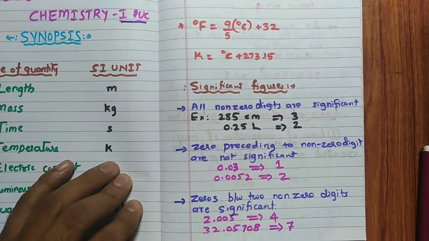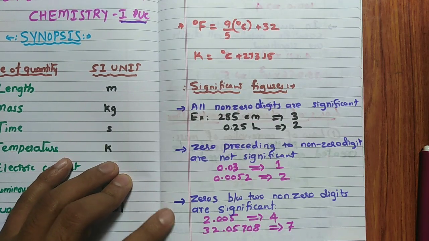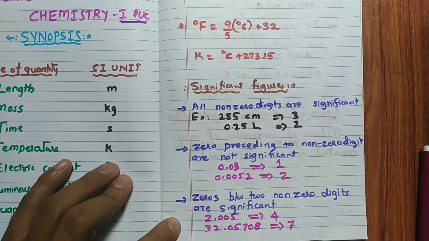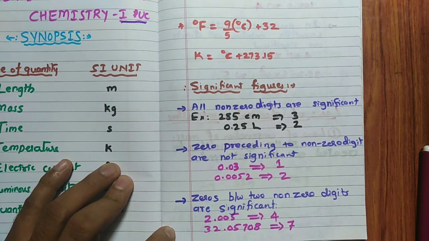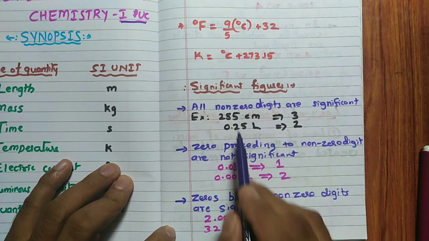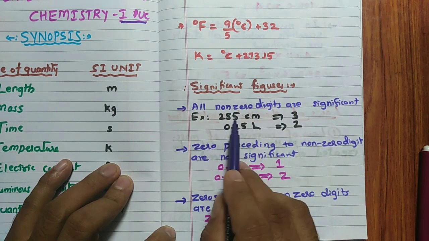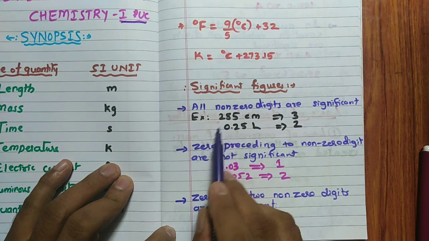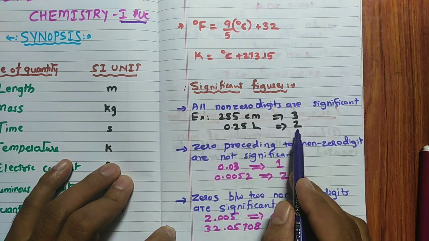In CET, one question can be asked on this. So first thing you remember, all non-zero digits are significant. I have given two examples for each. For some more examples, you can refer to any of the reference books. All non-zero digits are significant. Remember 285, here 3 digits are there, that is significant. 0.25, this 0 you have to leave, 2 and 5, that is 2 significant figures.